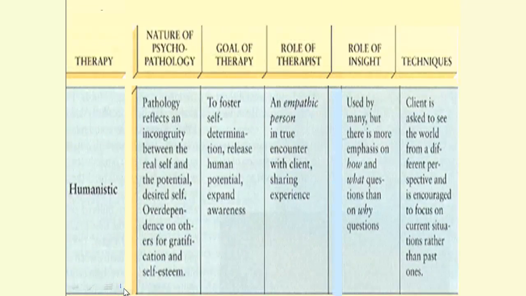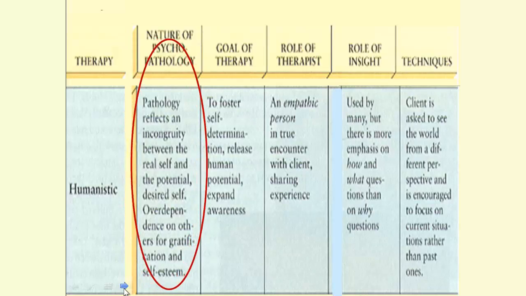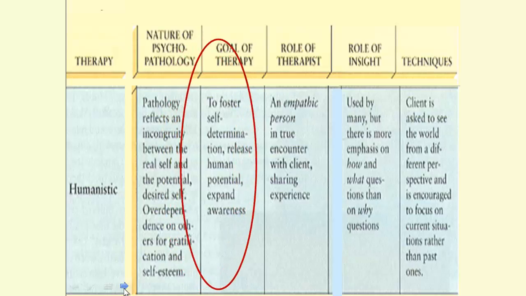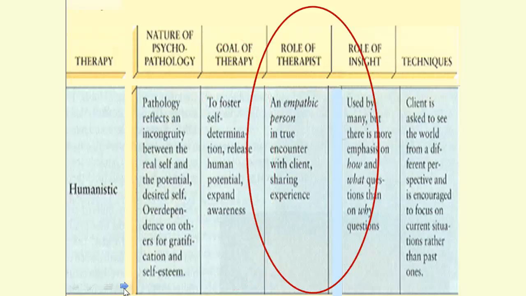With the humanistic model, the nature of psychopathology or illness is explained by the incongruity between the real self and the potential to become the desired self, with an overdependence on others for direction in life and self-esteem. Therapy fosters self-determination and expands awareness of the true self because of the belief in subjectivity of human experience.